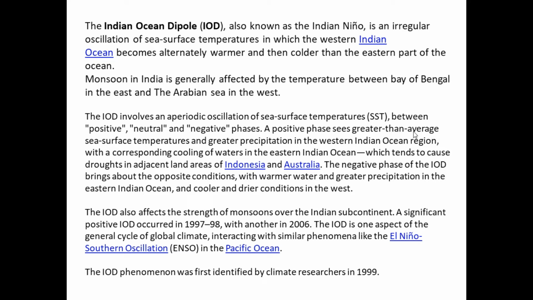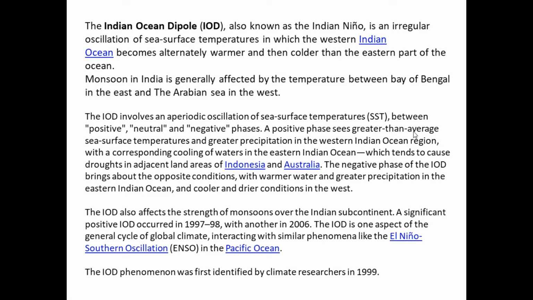A positive phase sees greater than average sea surface temperatures and greater precipitation in the western Indian Ocean region, with a corresponding cooling of waters in the eastern Indian Ocean, which tends to cause droughts in adjacent land areas of Indonesia and Australia. The negative phase of the IOD brings about the opposite condition, with warmer water and greater precipitation in the eastern Indian Ocean, cooler, drier conditions in the west. The IOD also affects the strength of monsoons over the Indian subcontinent.